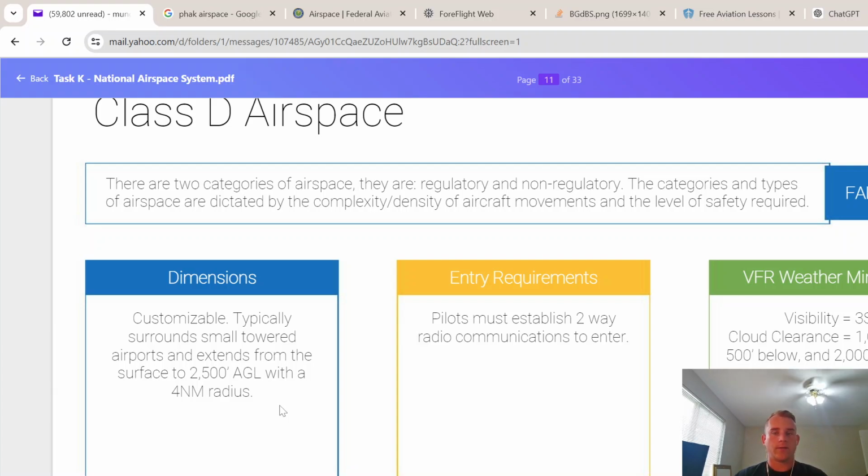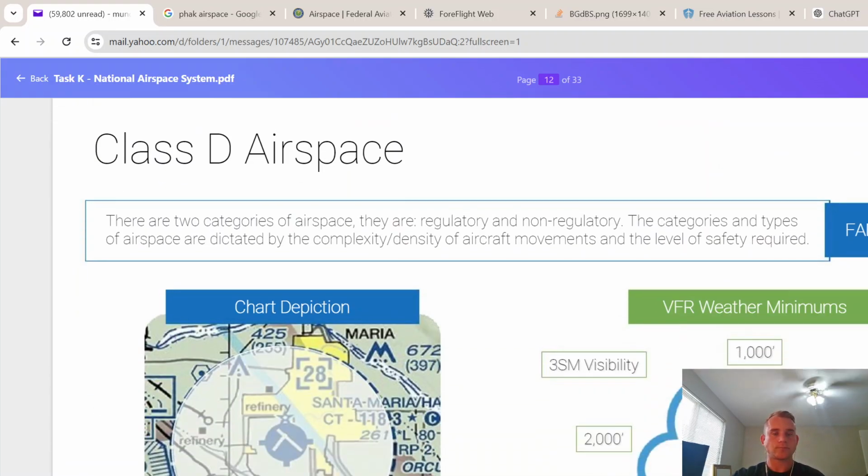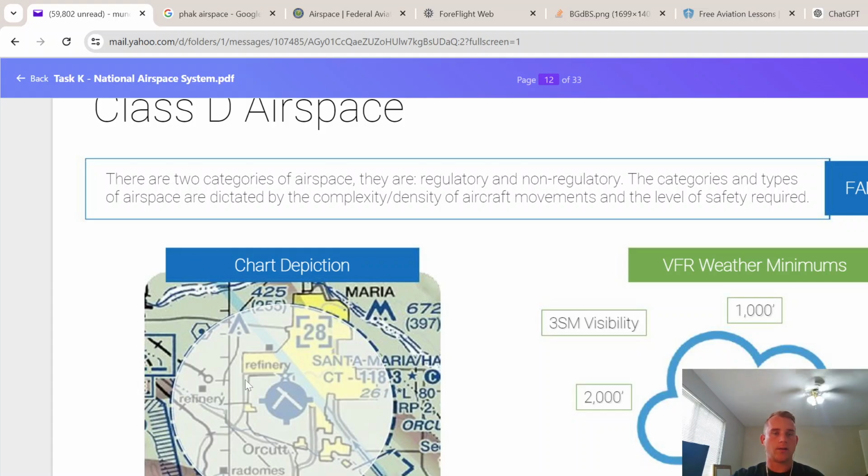Weather minimums for this: visibility, 3 statute miles. Cloud clearance requirements equal 1,000 above, 500 below, 2,000 horizontal. Depicted on the sectional chart with a blue dotted line, okay?